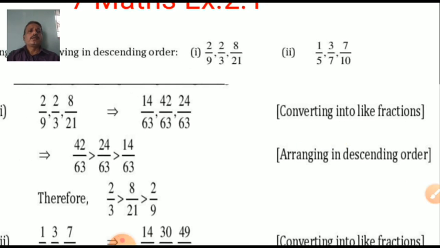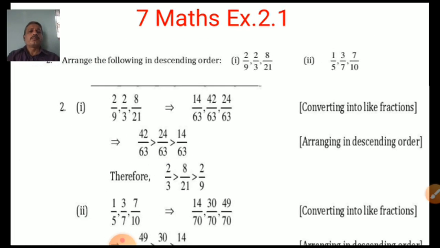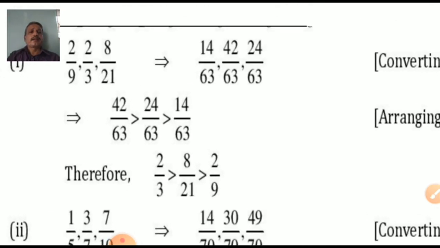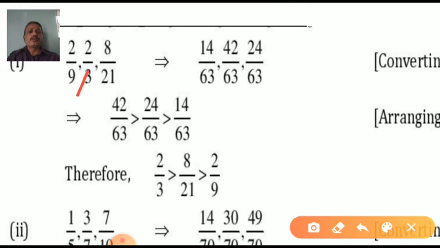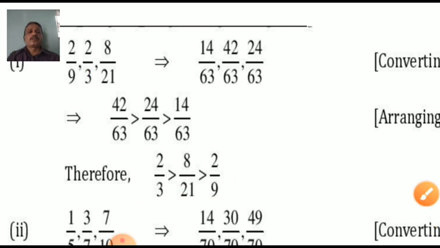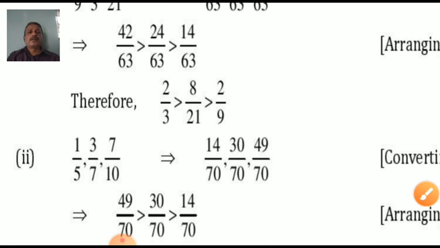Now converting into like fractions. What did we do just before? Converting into like fractions. So according to this, as I just explained, the second number will come first, that means 2 upon 3, and the third number, that means 8 upon 21, is bigger. Yes, but not bigger than 2 upon 9. 2 upon 9 is the last number. See here for the further one: 1 upon 5, 3 upon 7 and 7 upon 10.